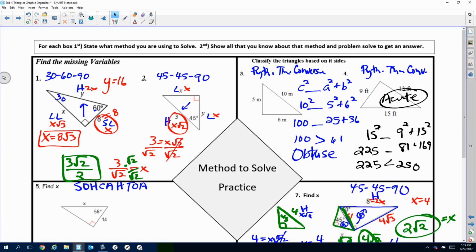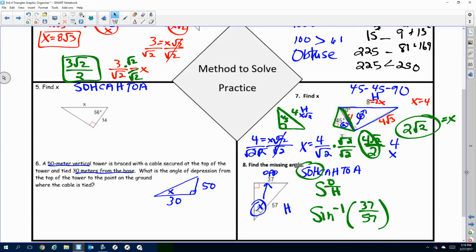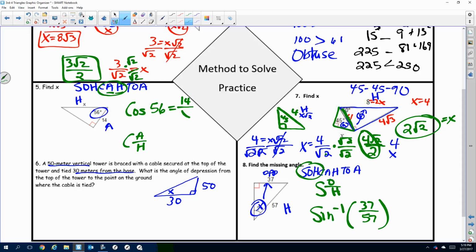On number 5, we wrote down we had to be using SOHCAHTOA. So you have to start with circling the angle, labeling the parts. The x is the hypotenuse. The 14 is the adjacent. Which one deals with an h, hypotenuse, and adjacent? Here's an h and an a, so that would be cosine. So we do cosine of 56 equals the adjacent over the hypotenuse, because it's a over h.